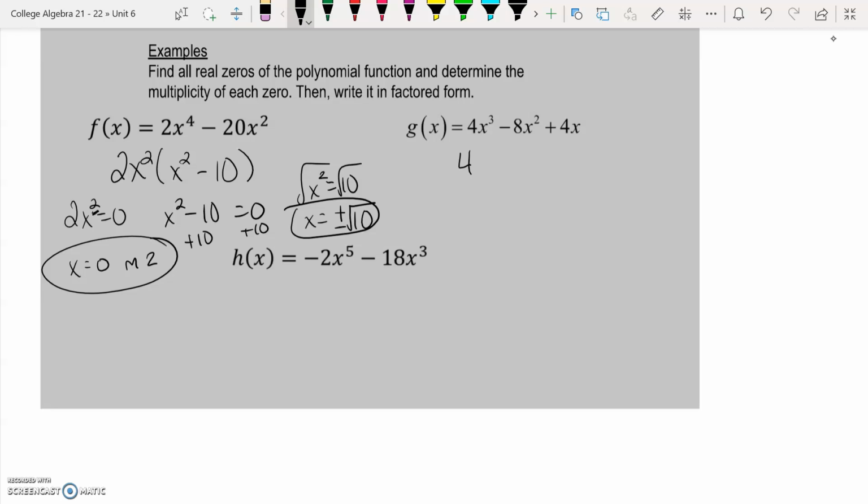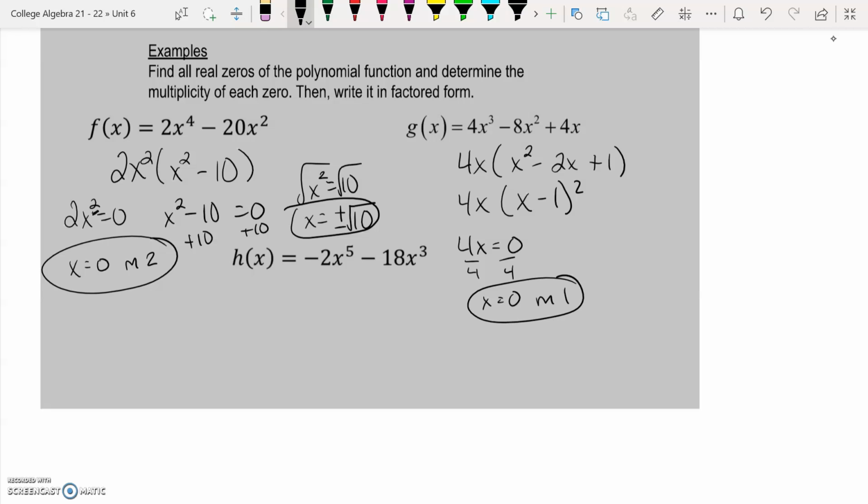Next one, I'd probably factor out a 4x to start with. I have x squared minus 2x plus 1. So I'd factor into (x minus 1) squared. So that one has a multiplicity of 1, because it only shows up one time. Whereas this other one, 1 has a multiplicity of 2, because it shows up twice, because it's got the squared on the outside. Alright, so see this one's a little bit different than this one. The squared was on the inside. This one, it was on the outside, so that means that's the multiplicity.